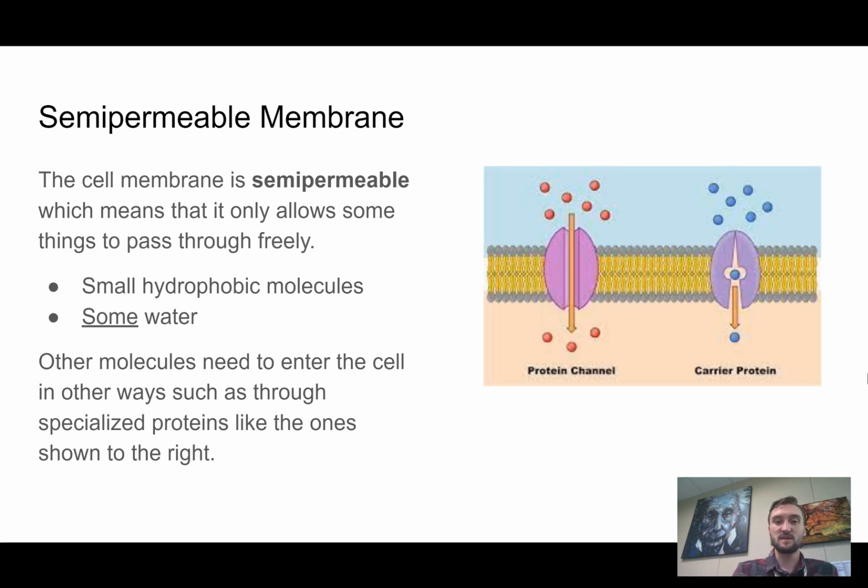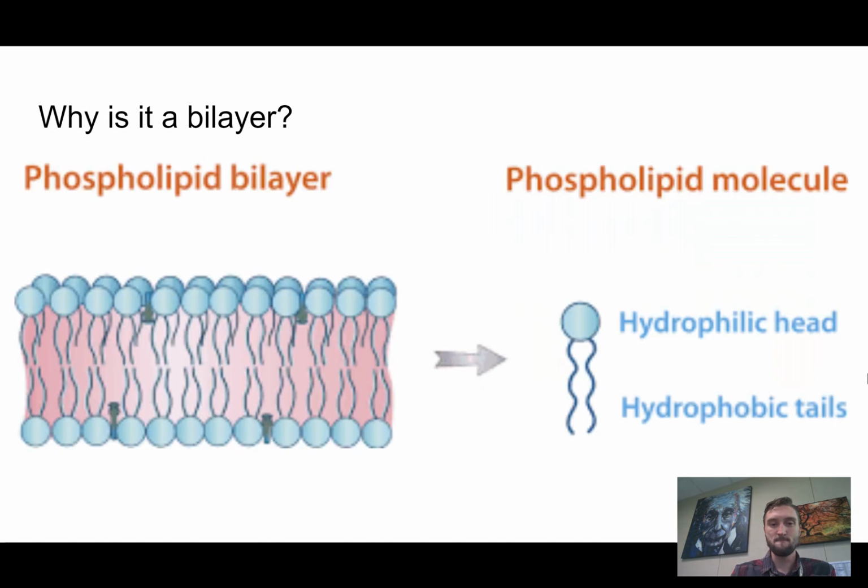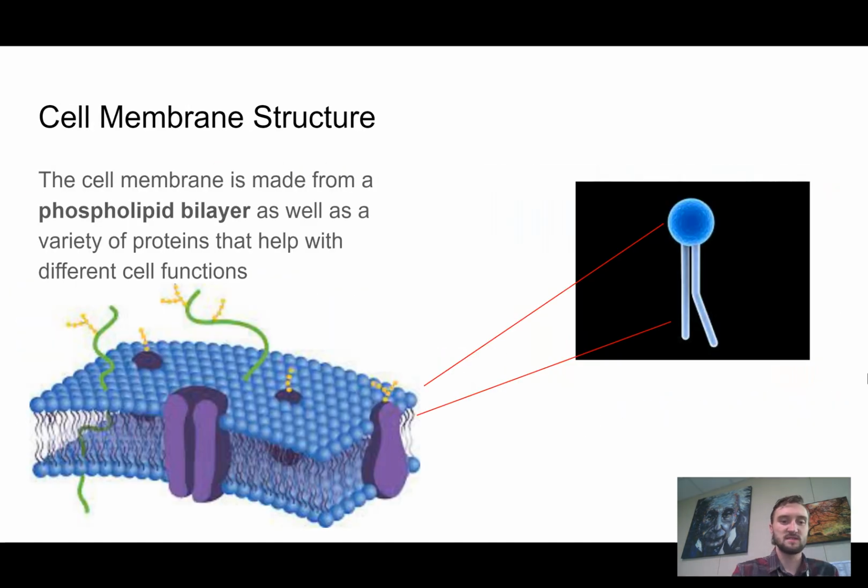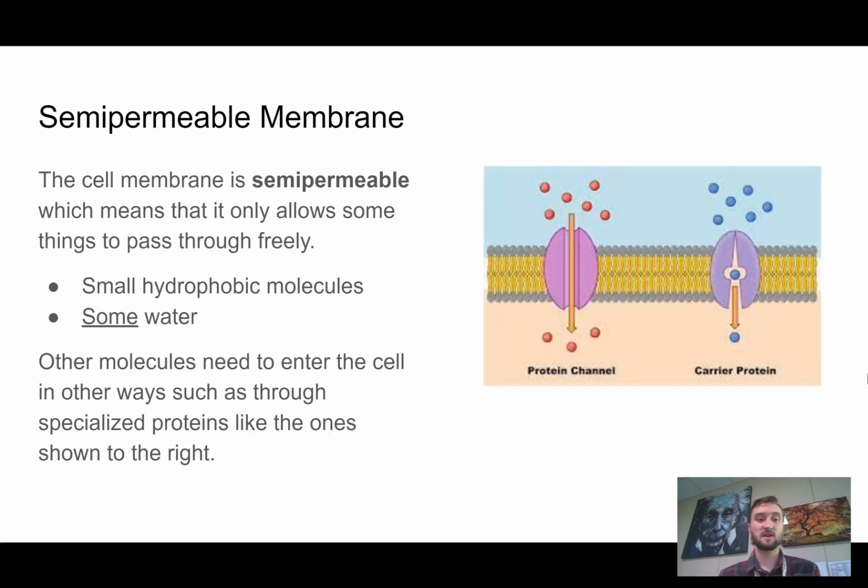What we've got over here are protein channels. We've got a protein channel right here, and we have a carrier protein right here. They are both proteins inside the cell membrane, such as this one here. Their job is to allow things into the cell that the membrane would not. So they allow things that are either not small or not hydrophobic. They allow those things right through.